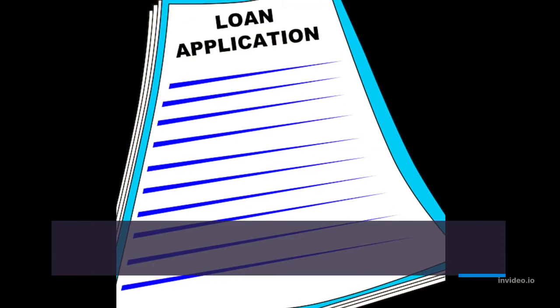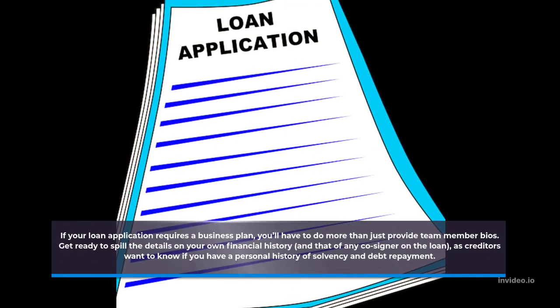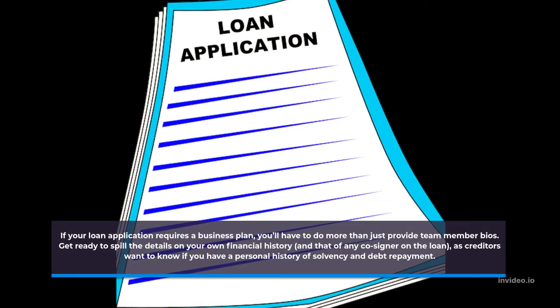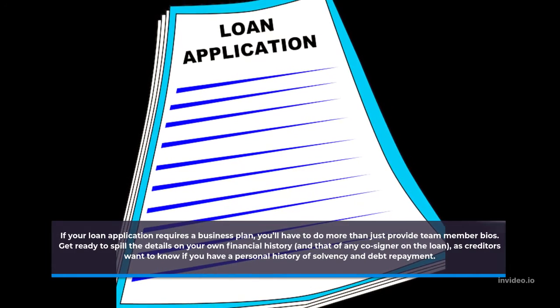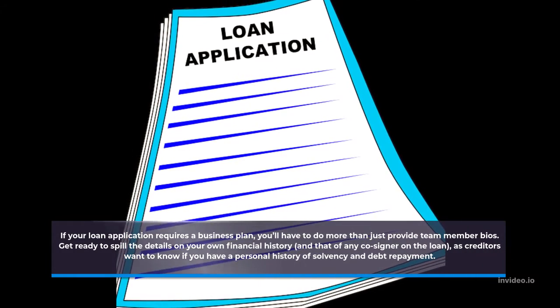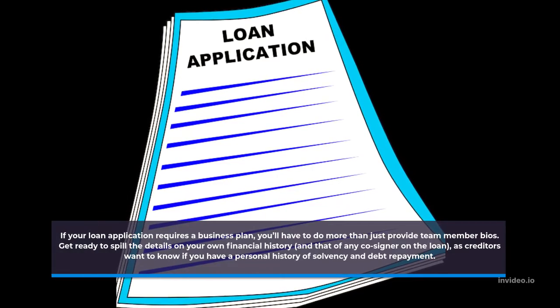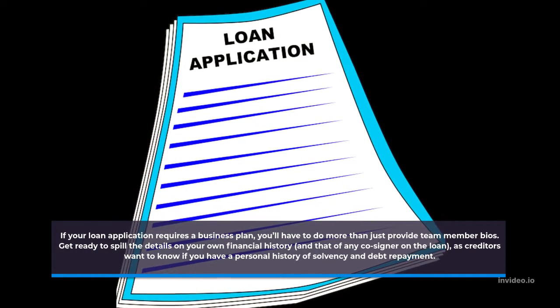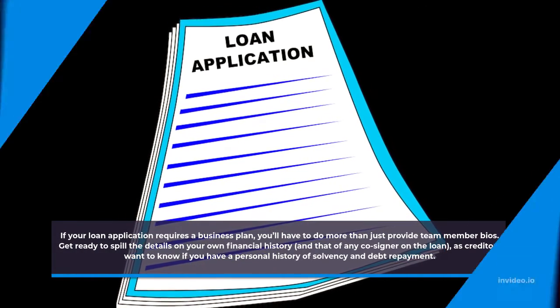If your loan application requires a business plan, you'll have to do more than just provide team member bios. Get ready to spill the details on your own financial history, and that of any cosigner on the loan, as creditors want to know if you have a personal history of solvency and debt repayment.